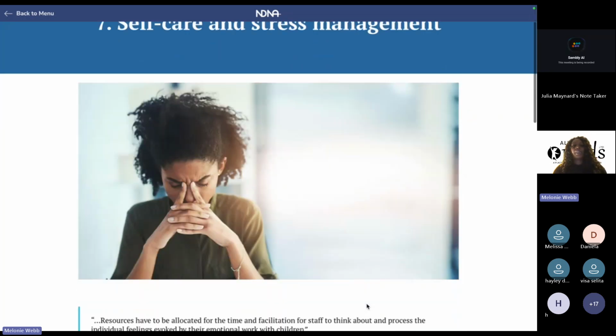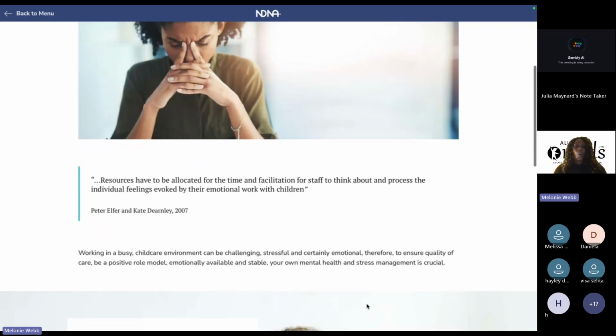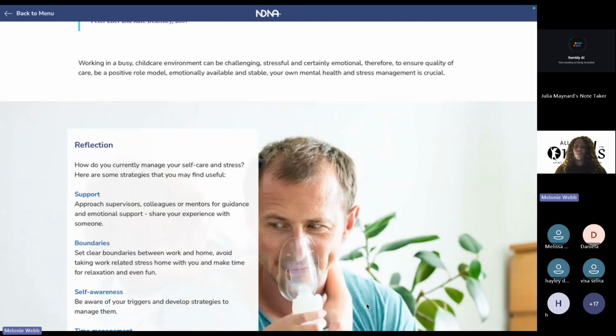Self-care and stress management. So this is where it gets tricky, because we're now going to be talking about you. Resources have to be allocated for the time and facilitation for staff to think about and process the individual feelings evoked by their emotional work with children. Working in a busy childcare environment can be challenging, stressful, and certainly emotional. Therefore, to ensure quality of care, be a positive role model, emotionally available and stable, your own mental health and stress management is crucial.